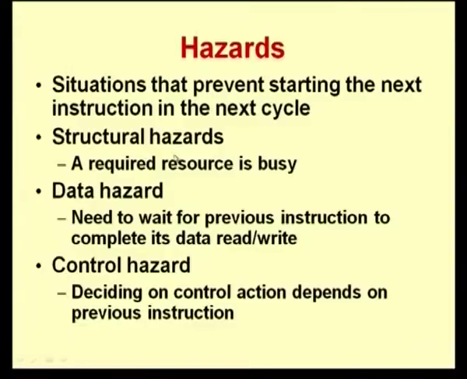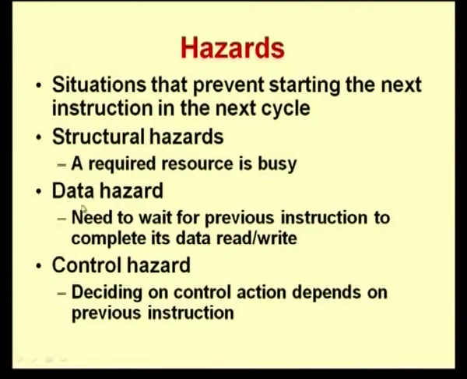Now, this pipeline hazard can occur due to various reasons. It may be what we call a structural hazard. So, what do we mean by structural hazard? This means that some structure or some resource which is required is busy, is being used by some other instruction. When a resource is being used by some other instruction, then obviously another instruction cannot use the same resource. So, the pipeline cannot proceed further, and therefore, we have a structural hazard. This is one hazard to look for.